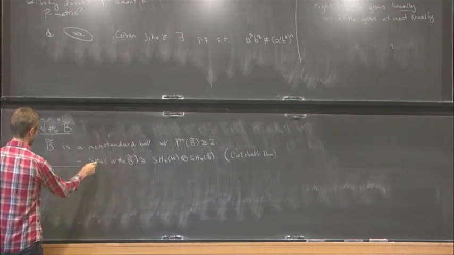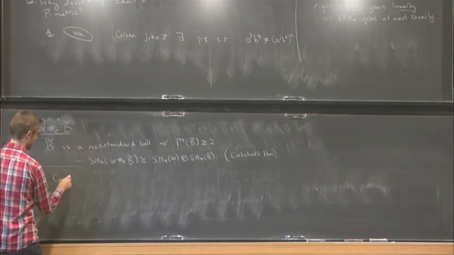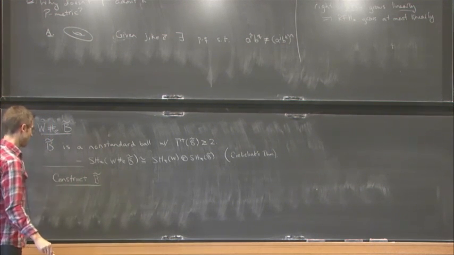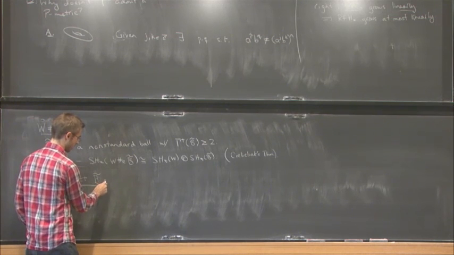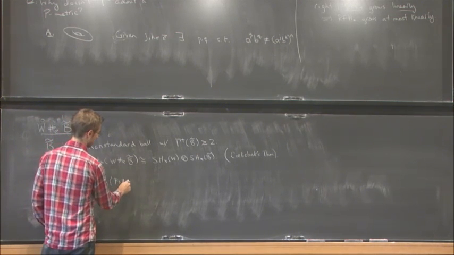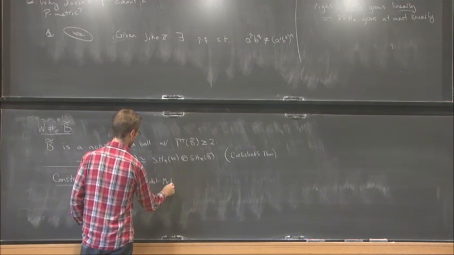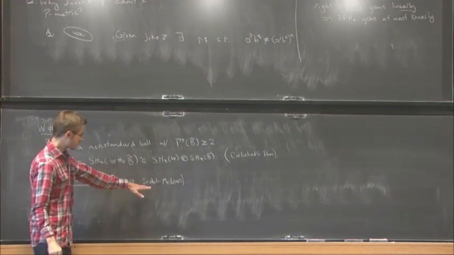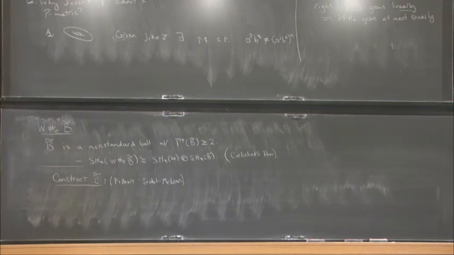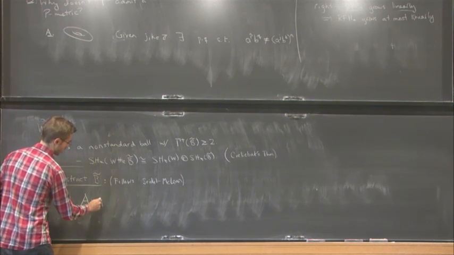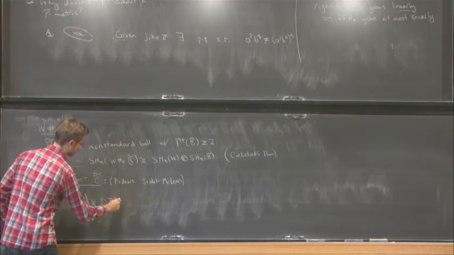So I need this, and then I also need to construct B tilde. And this is somewhat complicated and tedious, but it follows ideas of Paul Seidel and Mark McLean. What Paul Seidel constructed was an affine surface with non-vanishing symplectic homology. So I'll call that thing A.